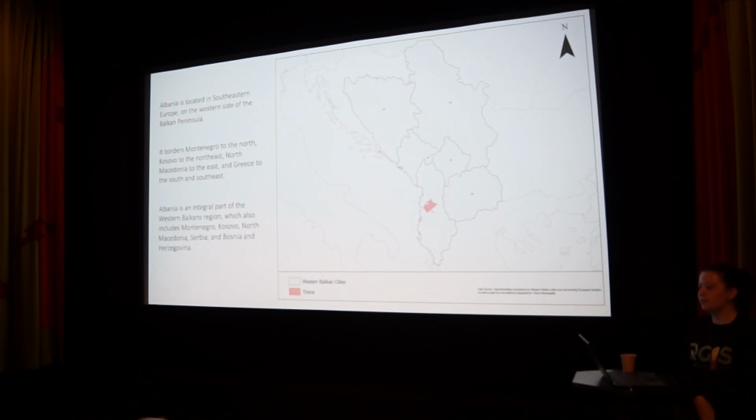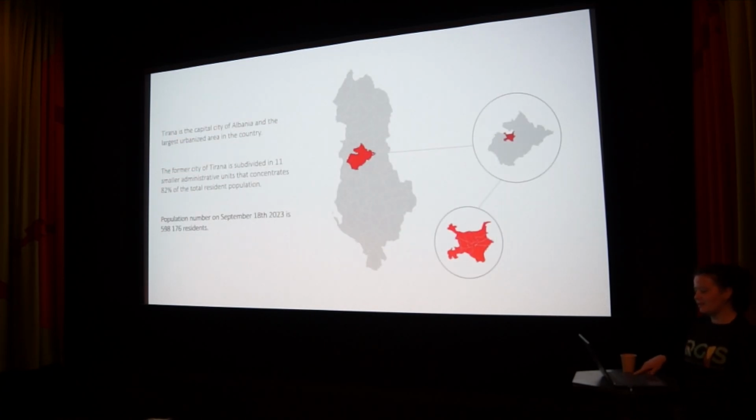Tirana. A few words about Albania, where it's located, because I get this question a lot. So where is Albania located? Albania is located in southeastern Europe on the western side of the Balkan Peninsula. It borders Montenegro to the north, Kosovo to the northeast, North Macedonia to the east, and Greece to the south and southeast, and it's an integral part of the Western Balkans with all of the countries that I mentioned. This map is actually made in Quantum GIS. And then for Tirana.